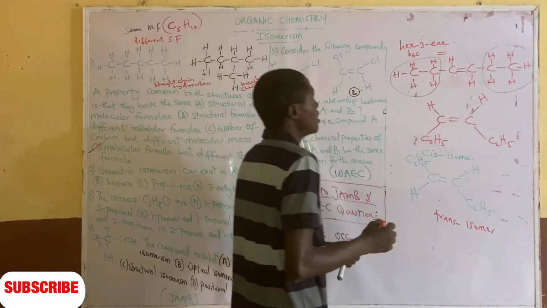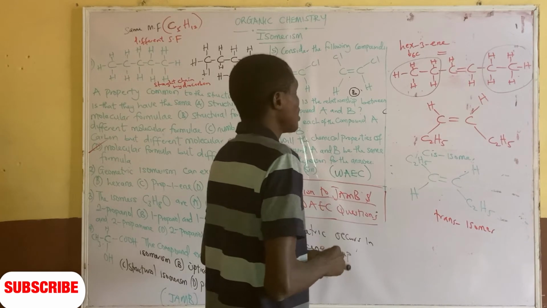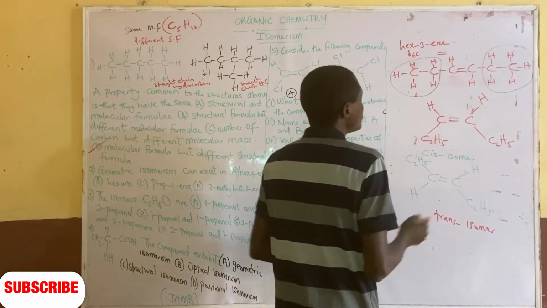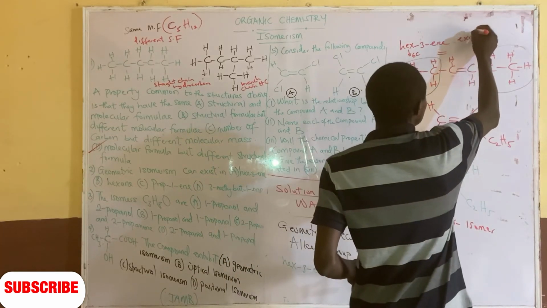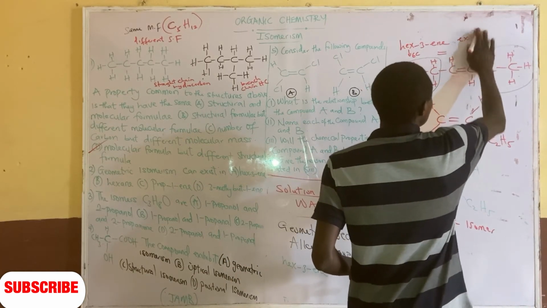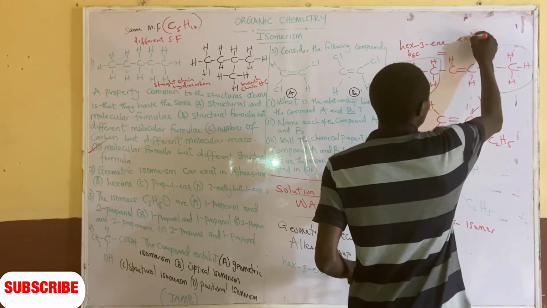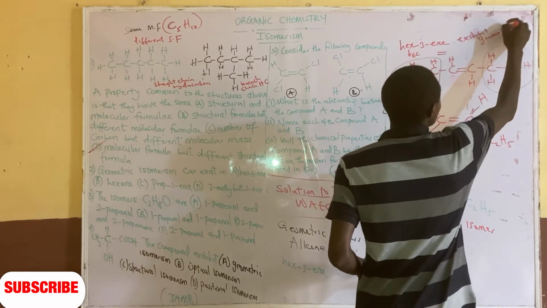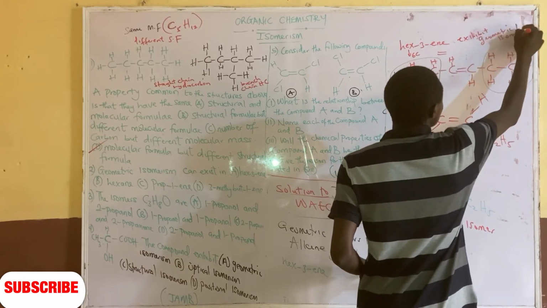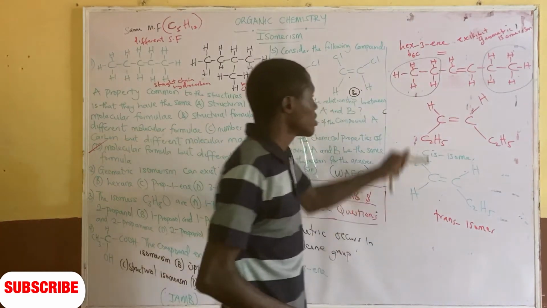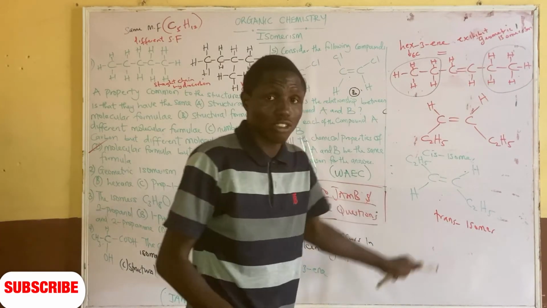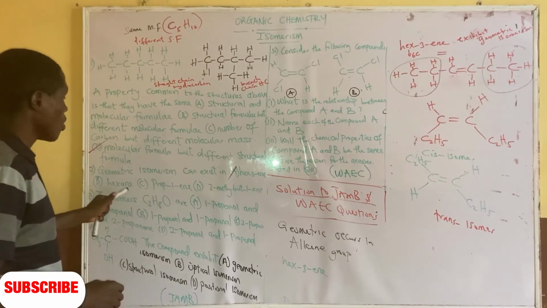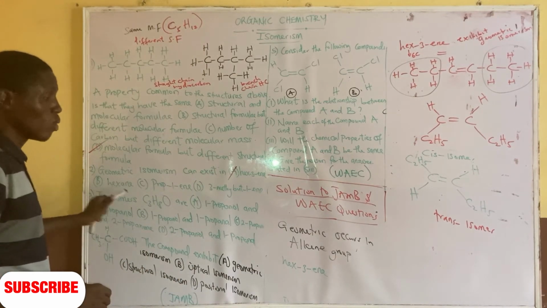So we can see that the first one can exhibit geometric isomerism, since it can be written in the form of cis isomers and trans isomers. So the option is Option A. Hexane does not have it, because hexane cannot exhibit it as it is not an alkene group.